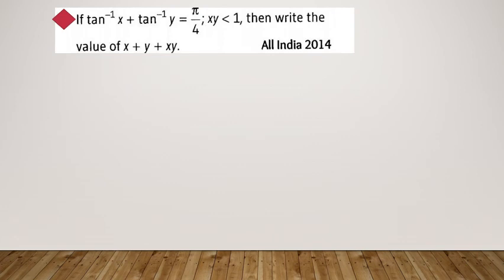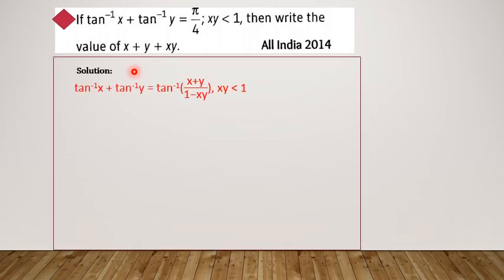Here is the fifth and last problem. If tan inverse x plus tan inverse y is pi by 4, where the product of x and y is less than 1, then we need to find the value of x plus y plus xy. Here also we apply the same identity. Tan inverse x plus tan inverse y equal to tan inverse of x plus y by 1 minus xy.